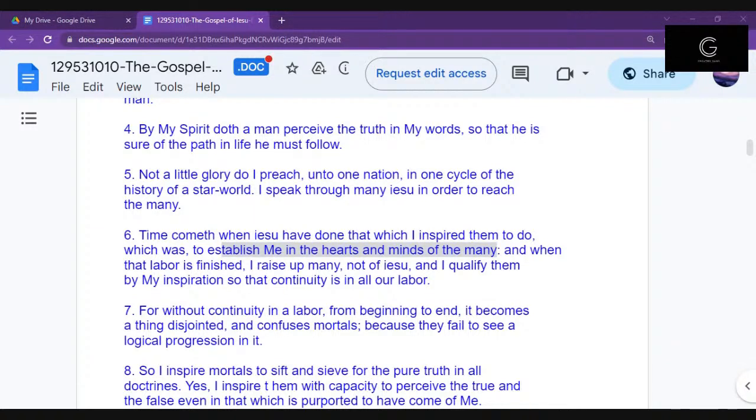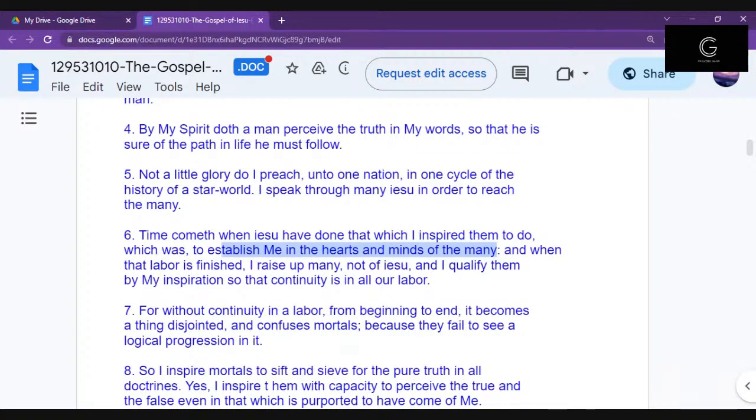All right, let's get right back to it, y'all. You dig what I'm saying? Now look. They come to establish me in the hearts and minds of the many. And when that labor is finished, I raise up many, not of the iesu stock, but I qualify them by my inspiration, so that continuity is in all our labor.